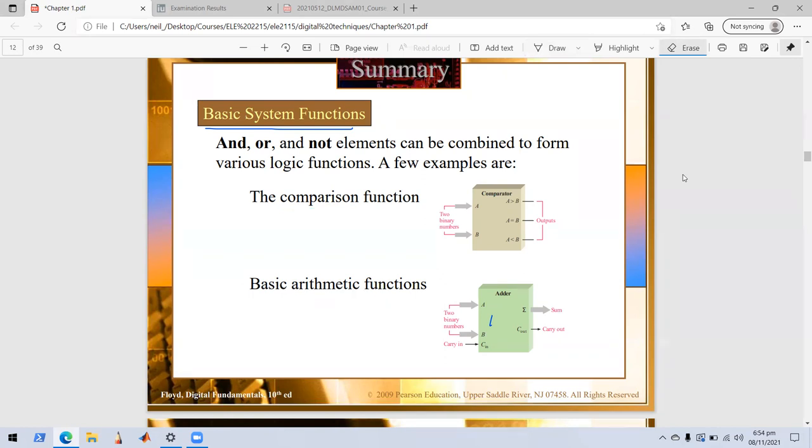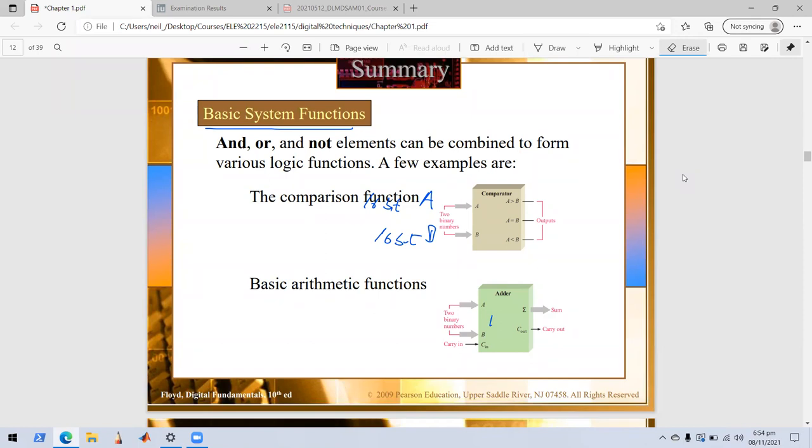Now, the first functional block is called the comparator. The comparator is fairly simple. This is an example of a fairly simple two-bit comparator. Notice I say two-bit. It's just going to take in two binary numbers, binary number A and binary number B. Of course, this here could be a 16-bit number, and this here could also be a 16-bit number, and you could compare them.